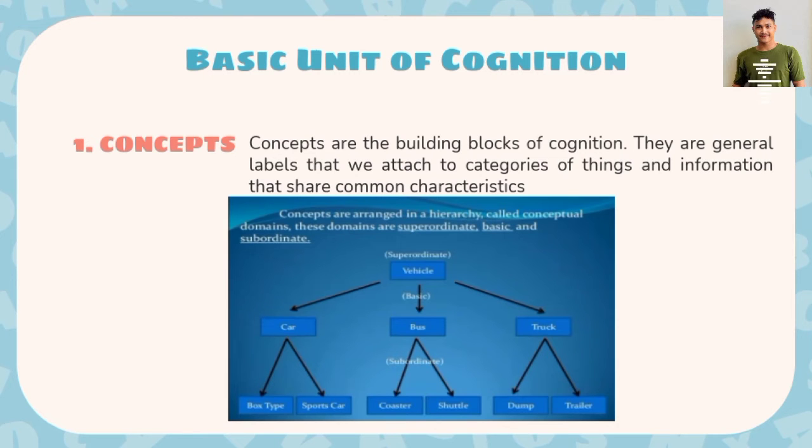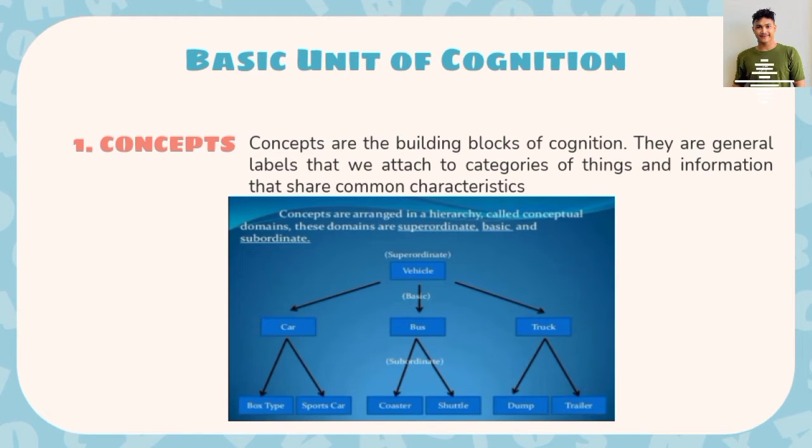Concepts are arranged in a hierarchy called the conceptual domains. These domains are the superordinate, the basic, and the subordinate. The first one is the superordinate concepts. These are the most general way to classify something. It is at the base because there are a lot of things that can fall under it. For example, a vehicle. A vehicle can be a car, a truck, or a bus.